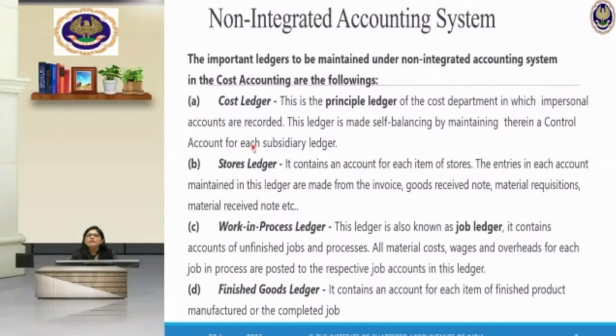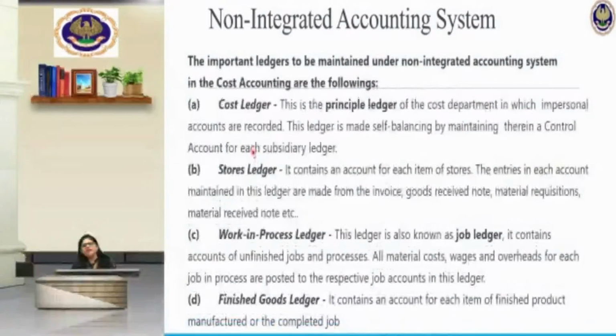Because this is non-integrated system. We cannot open any financial account here. We cannot open any bank account or cash account or creditor or debtor account here. But then how to pass the double entry when we cannot credit or debit bank or cash or creditor or debtor? So for those accounts, we have to debit or credit cost ledger control account. So if you are purchasing the material, stores ledger account debit to cost ledger control account. Clear? WIP account, it is also known as the job ledger.